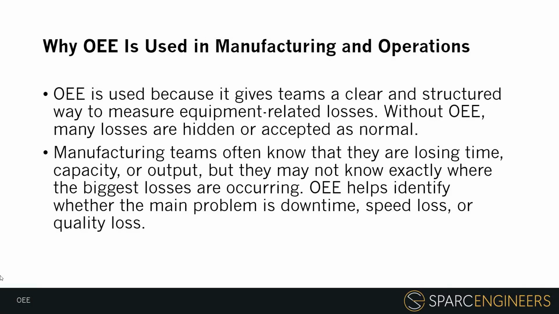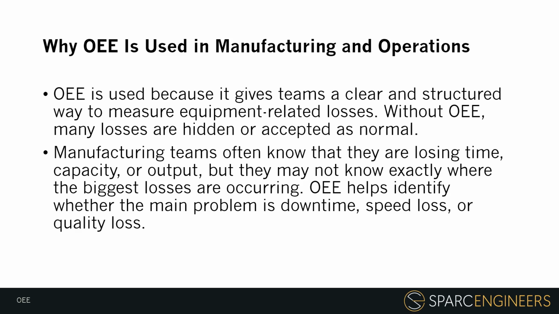OEE gives us a way to organize those losses. It helps us determine whether our biggest opportunity is related to downtime, running speed, or quality. That structure is what makes OEE useful. OEE makes equipment-related losses visible. OEE is used because it gives teams a clear and structured way to measure equipment-related losses. Without OEE, many losses are hidden, underestimated, or accepted as normal.